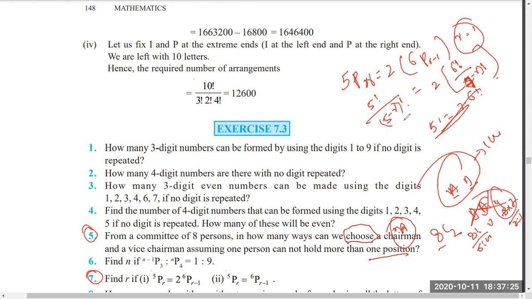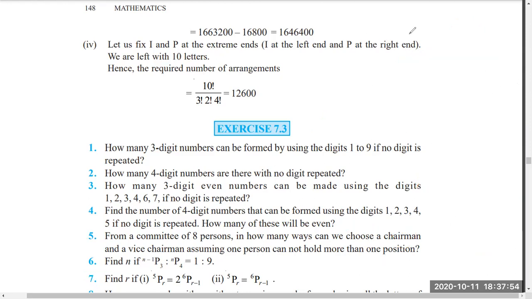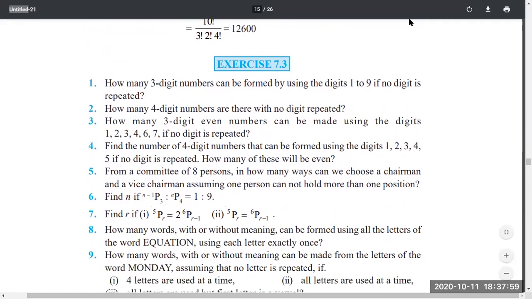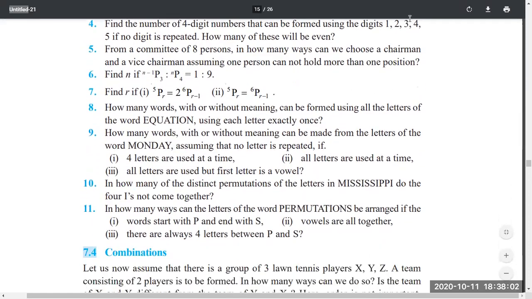Then you arrange it like this: (7 minus r) factorial can be written as (7 minus r) into (7 minus r minus 1) into (6 minus r) into (5 minus r) factorial. So you cancel the common factorial and just do the multiplication. I mean, cross multiply and solve it, and you will get the answer. Again, 6 factorial can be written as 6 into 5 factorial, right? I think you can try these questions.